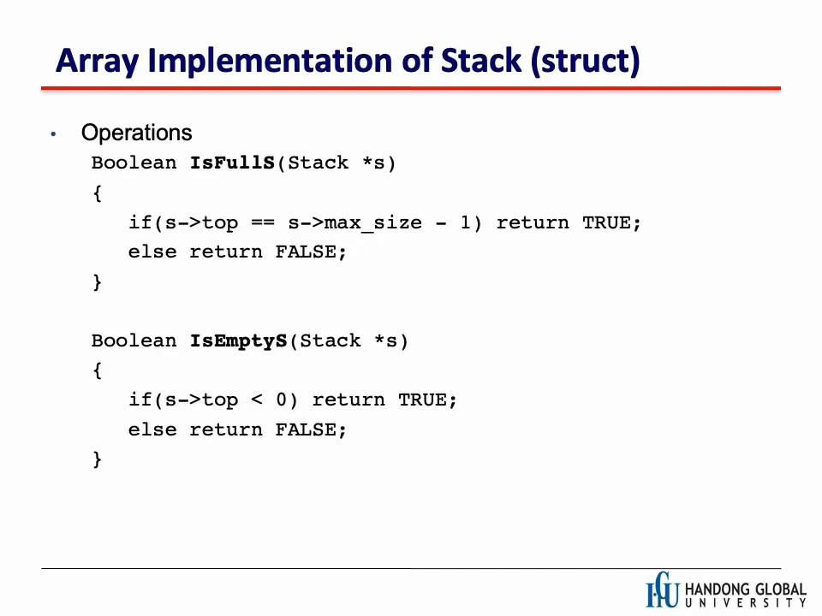Next ones are is full and is empty. Is full is simple. We just check if the top variable is equal to max size minus 1, because top goes from 0 to max size minus 1. If these two are the same, it returns true, which means it is full. Otherwise it is false. And the next one is is empty. If the top variable is negative, then it is empty. If top is 0, then we have one element. If top is 2, then we have 3 elements. So if it is negative, we return true, which means it is empty. Otherwise, we return false.